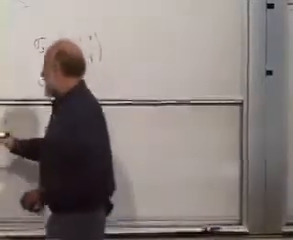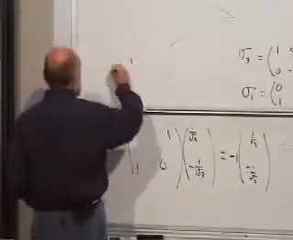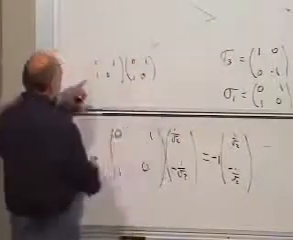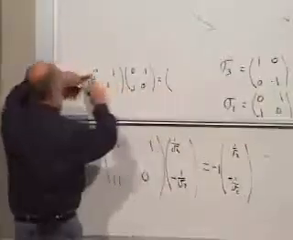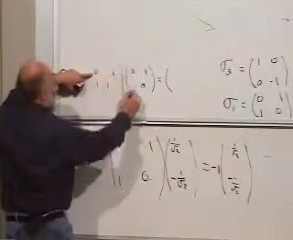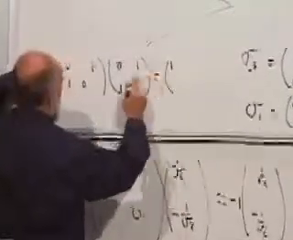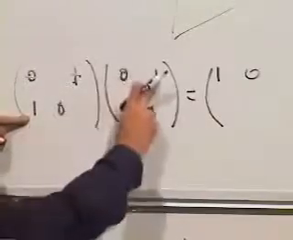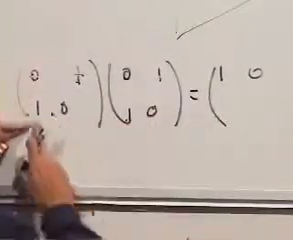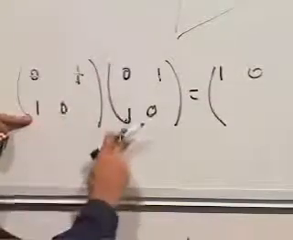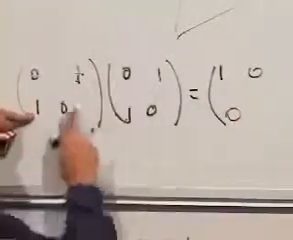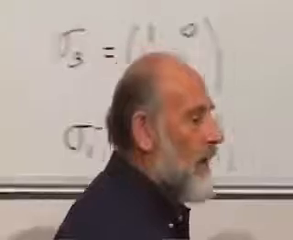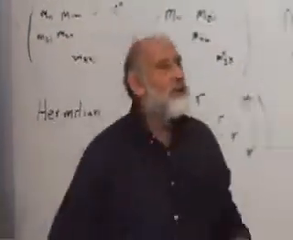Let's square sigma 1. 0, 1, 1, 0, and multiply it by 0, 1, 1, 0. All right, the first element in the upper left-hand corner is the inner product, this times this. 0 times 0 plus 1 times 1 gives us a 1. Then 0 times 1 plus 1 times 0 is 0. And 1 times 1 plus 0 times 0 is 1. So both sigma 1 squared and sigma 3 squared are equal to 1. Now that's kind of an interesting fact.